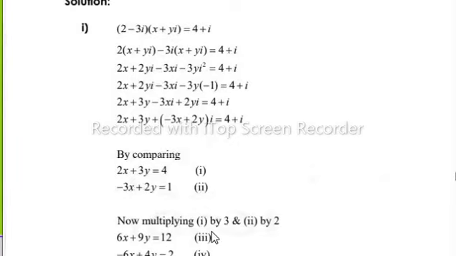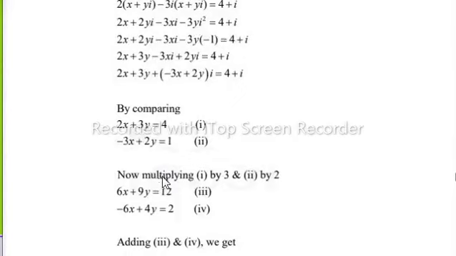Now by multiplying equation 1 by 3 and equation 2 by 2, we get these terms. When we multiply 3 with the first equation, 3 2s are 6, 3 3s are 9, 3 4s are 12. So we get 6x plus 9y is equal to 12. This will be equation 3. When we multiply 2 with equation 2, 2 3s are 6, 2 2s are 4, 2 1s are 2. Then we get minus 6x plus 4y is equal to 2. So these are equations 3 and 4.